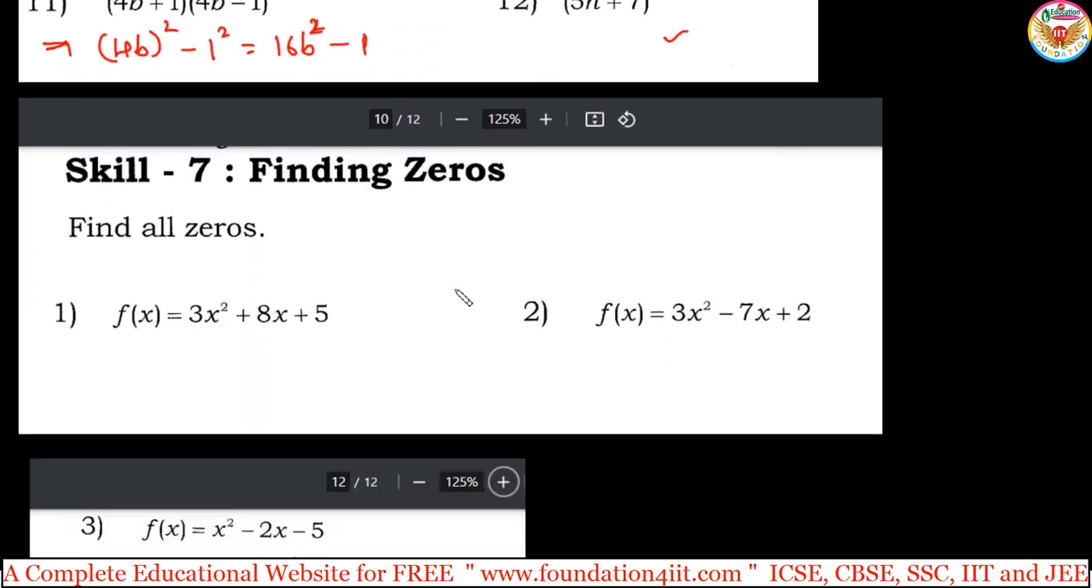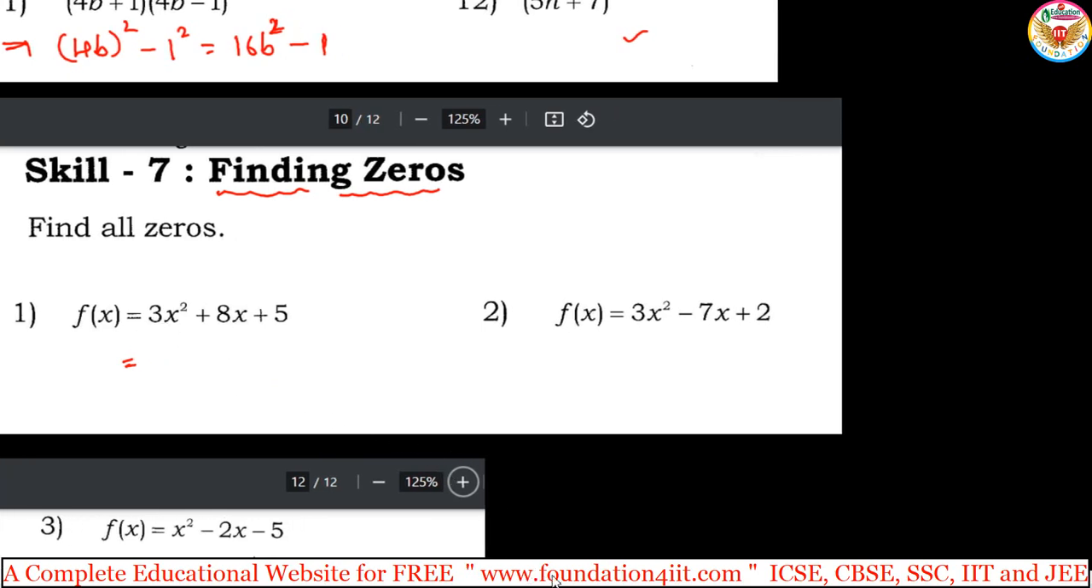Next concept in this is finding the zeros. Finding the zeros is nothing but factorization. So this is the polynomial 3x square plus 8x plus 5. The method is, first you have to take 3x square. Let me take one question. f of x is equal to 3x square plus 8x plus 5.